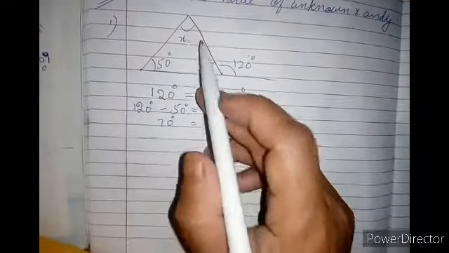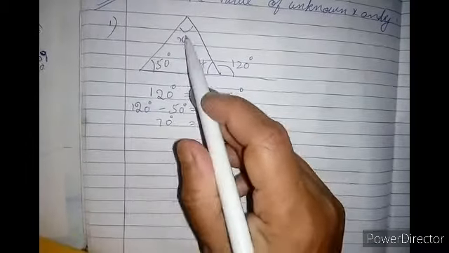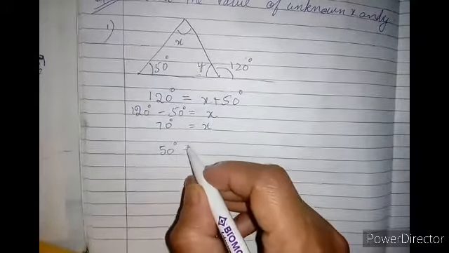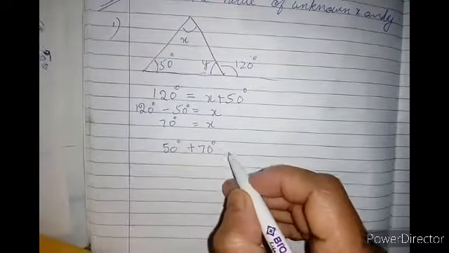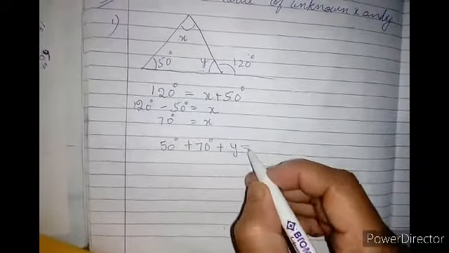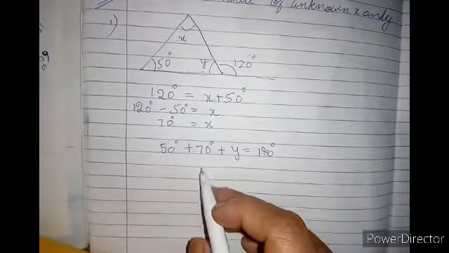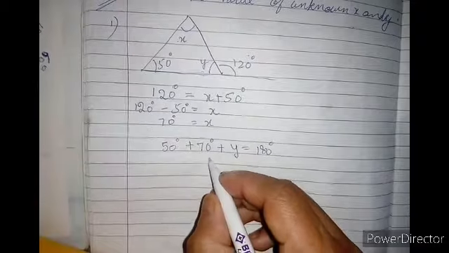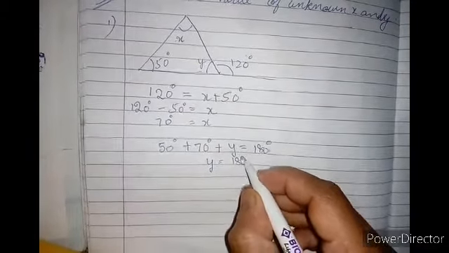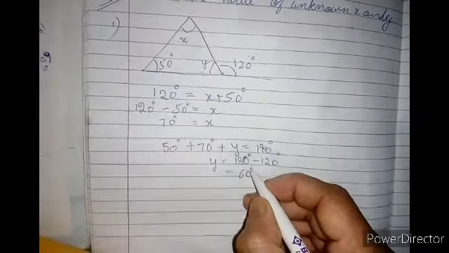Now this we have got, 70, by angle sum property. तीनों एंगल्स का सम 180, so 50 plus 70 plus this y is equal to 180 degree. Now 70 plus 50, 120 degree, subtract from 180, you will get it 60 degree.